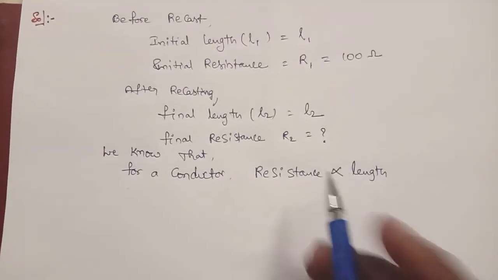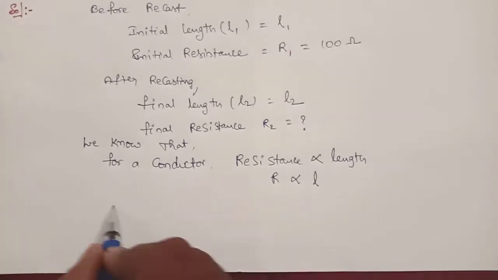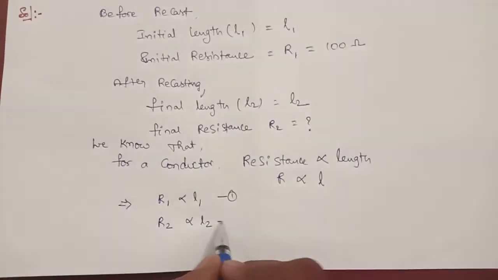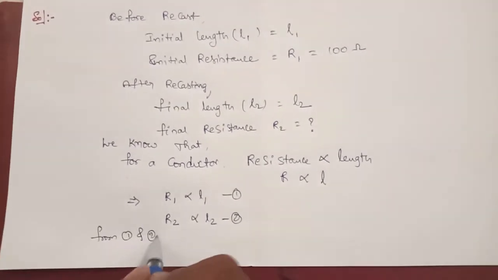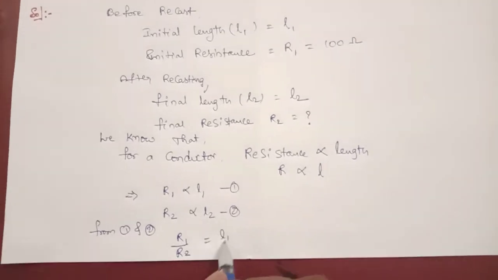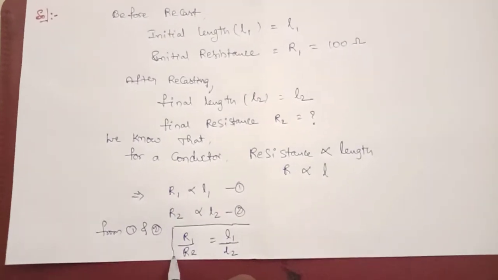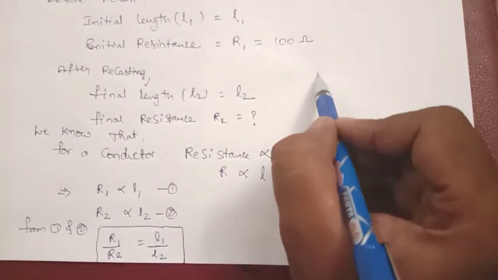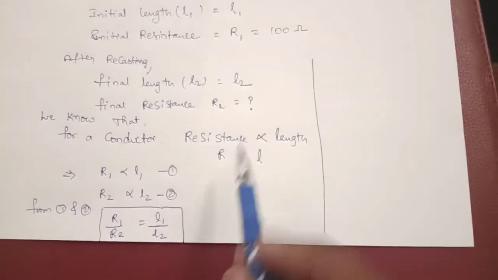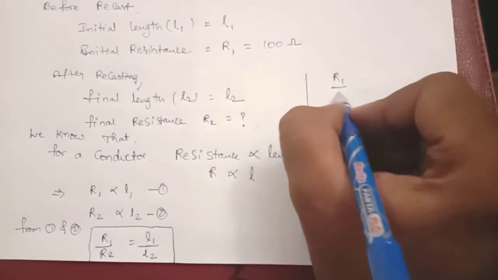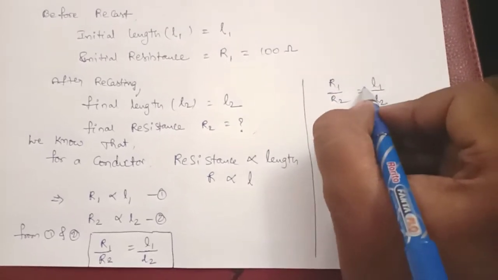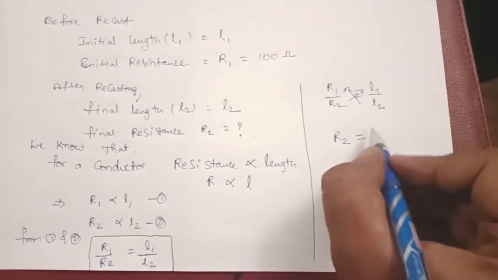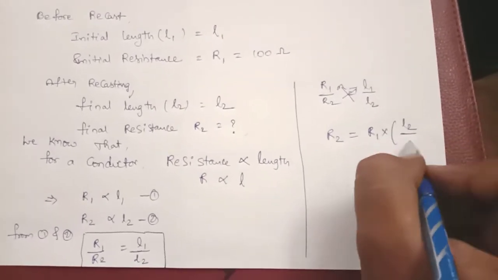We know that for a conductor, the resistance is directly proportional to the length of the wire. So R1 is proportional to L1 and R2 is proportional to L2. Now from equations 1 and 2, R1 by R2 is equal to L1 by L2. We have to calculate the final resistance R2. By using this formula and doing the cross multiplication, R2 is equal to R1 into L2 by L1.